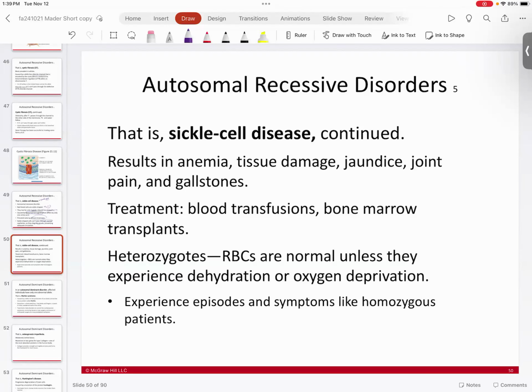And so this can create a lot of problems. You can treat it with marrow transplants, to get some healthy cells in there, blood transfusions, things like that. And so ultimately, in a heterozygote, your normal red blood cells are there. But if you start to get dehydrated, they'll start to sickle. Or if you start to get oxygen deprivation, they'll sickle. So you can trigger sickling in a heterozygote. That's kind of unusual. It's not like a true dominant in that case.